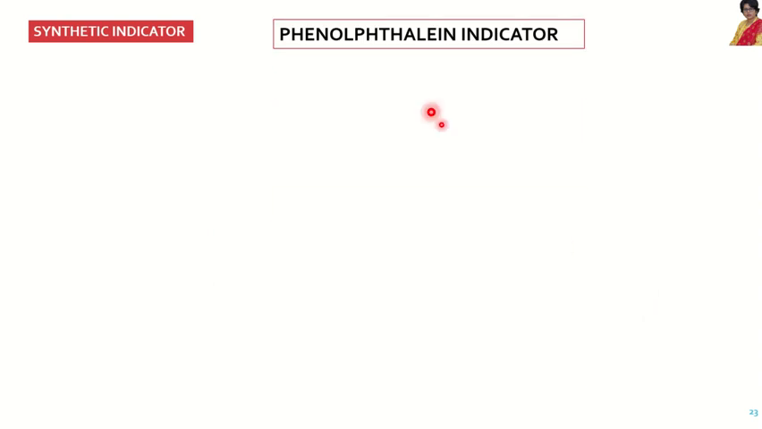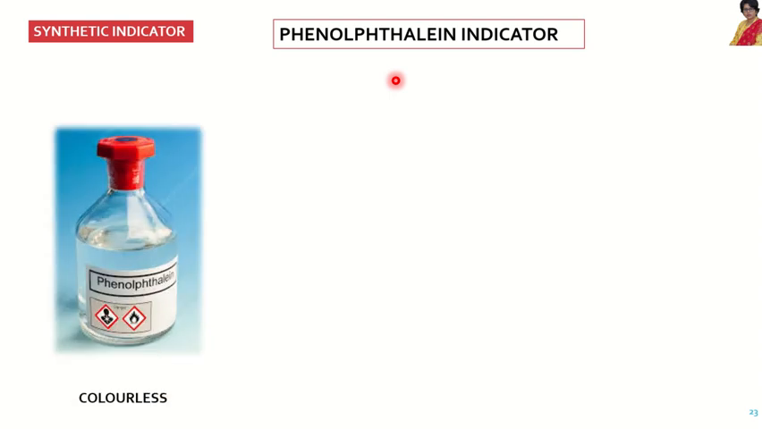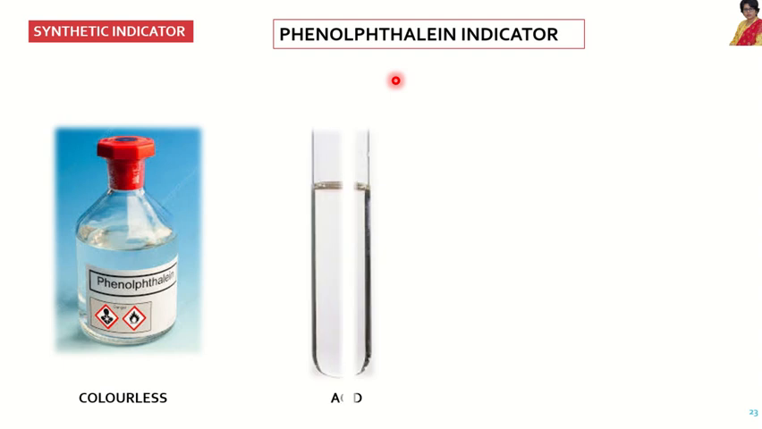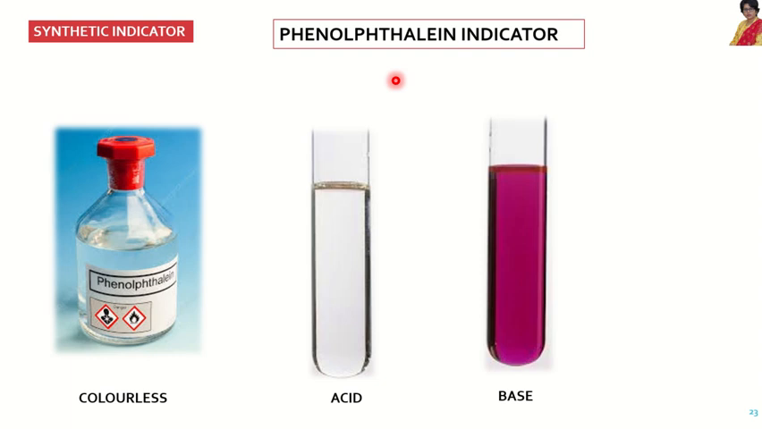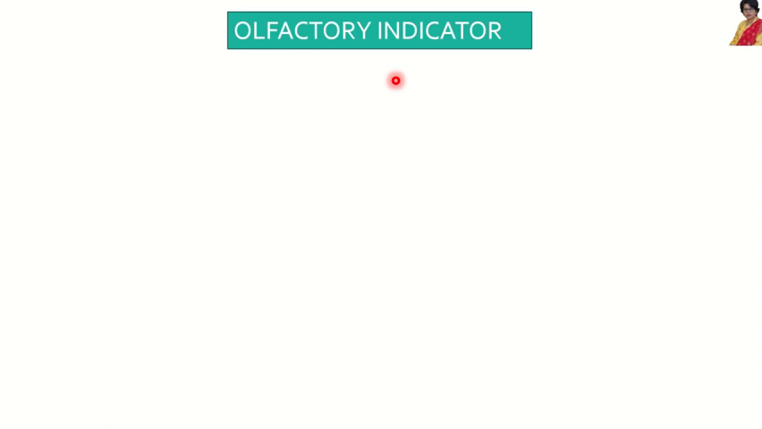Next is phenolphthalein indicator. Original color is colorless. In acidic medium, there won't be any change in the color. In basic medium, the phenolphthalein indicator changes to purple color. We can identify whether the solution is acid or base with the help of the change of the color in the indicator.